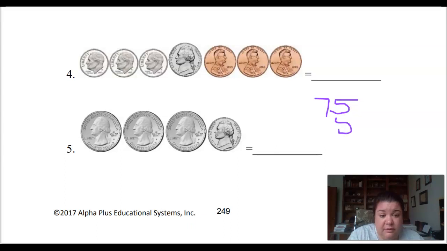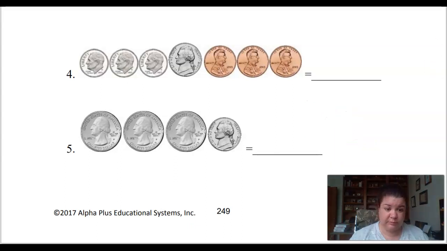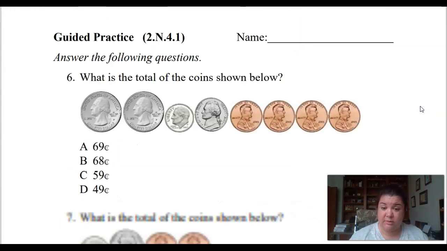plus 5. So 5 plus 5 is 10. Carry the 1. 7 plus 1 is 8. So I have 80. Don't forget your cent sign. 80 cents. Okay. Is that what you got? 80 cents. If not, take it to someone and figure out why you got it wrong.